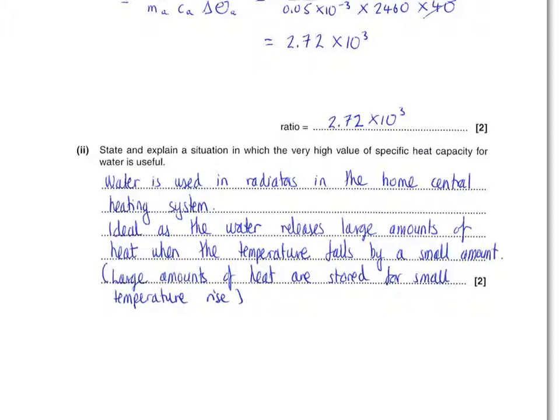Other possibilities would be a car cooling system. Again, large amounts of energy are being shifted for a small temperature rise. Or maintaining body temperature. Large amounts of water means that large amounts of energy can go in or out of the body for a relatively small temperature rise. Cooling in a power station would be another option, but the whole point is looking for a situation where it's good news that you can have large amounts of energy going into or out of the fluid for a small temperature rise.